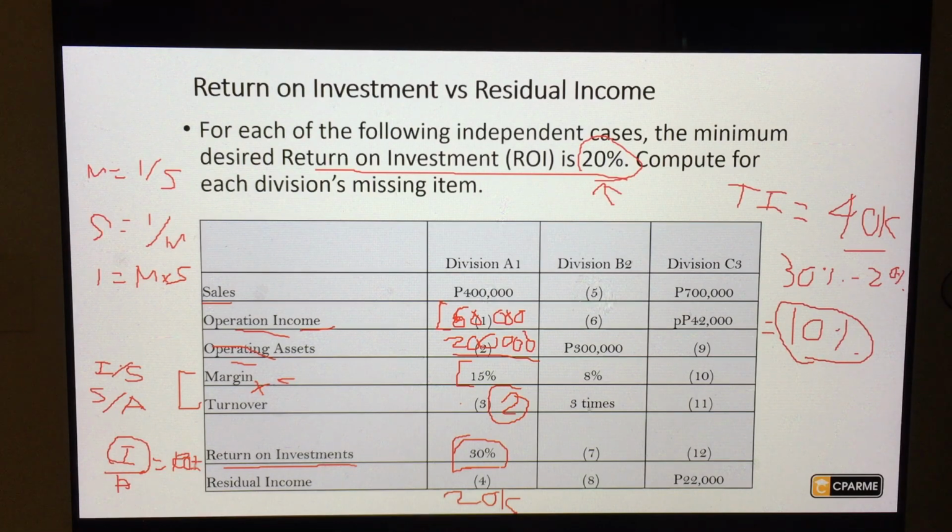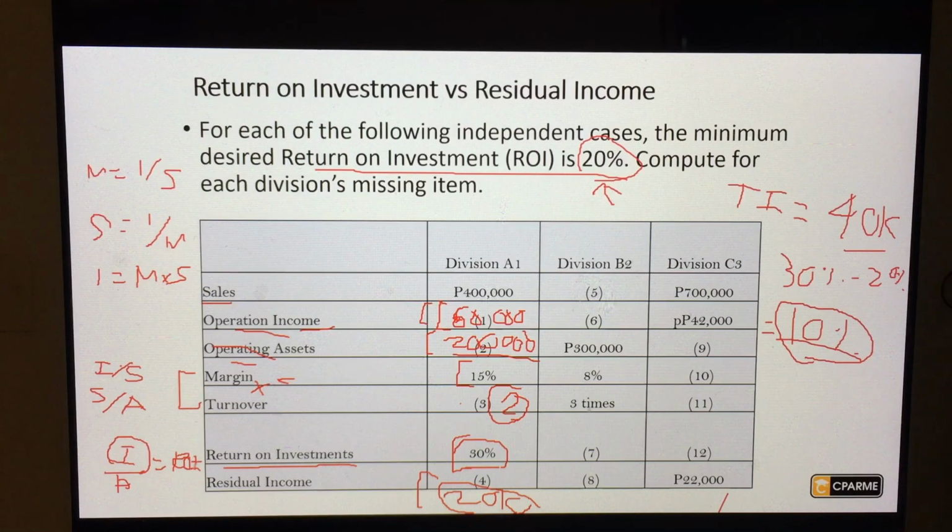Multiply mo ng operating assets mo. 200,000 times 10%. Anong lalabas? 20,000 pa rin. Diba? Kayang-kaya, diba? Kayang-kaya. So, ayun. So, our turnover is 2 times. Operating asset for this question is 200,000. Operating income is 60,000. Residual income is 20,000.